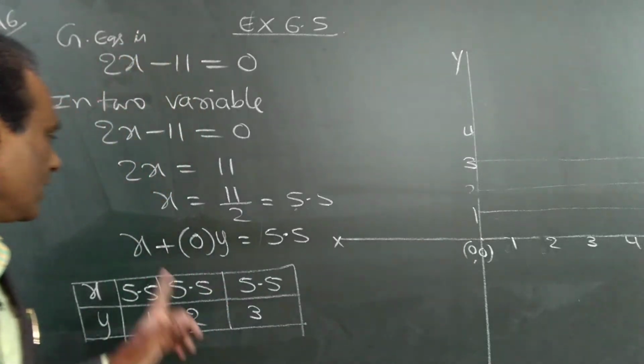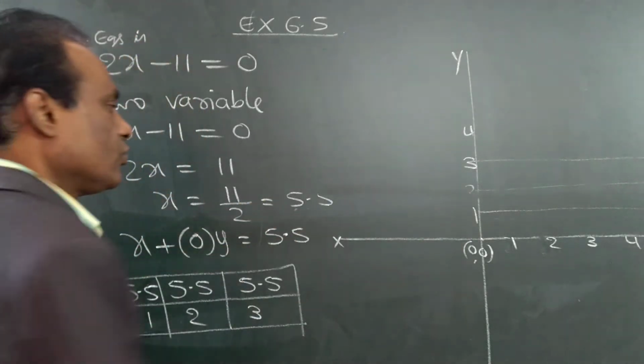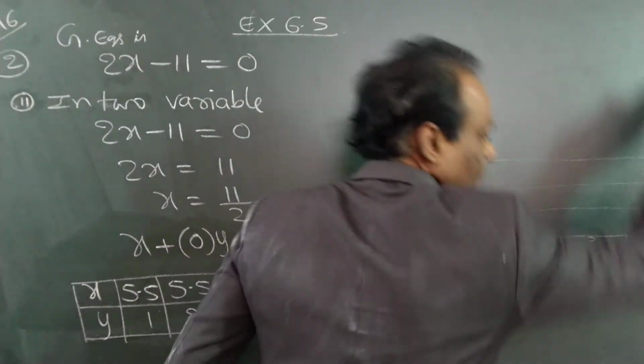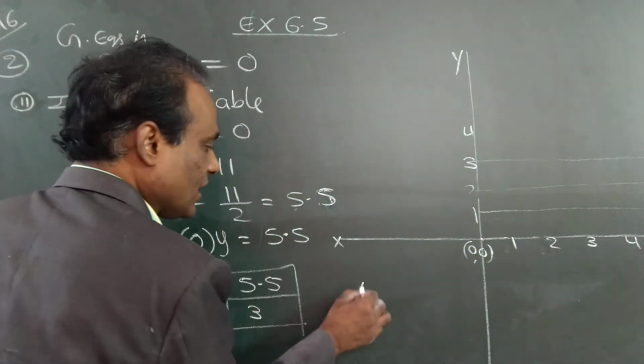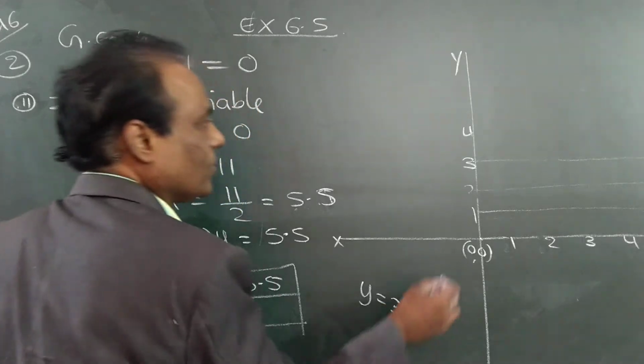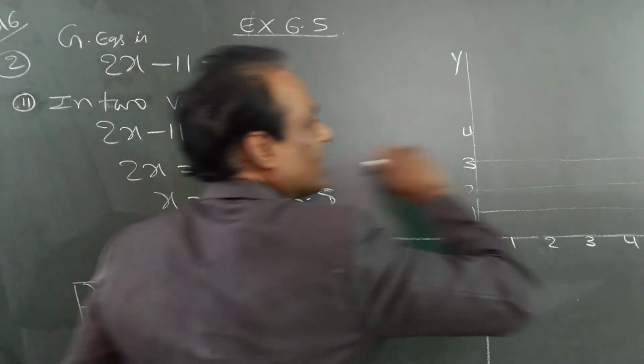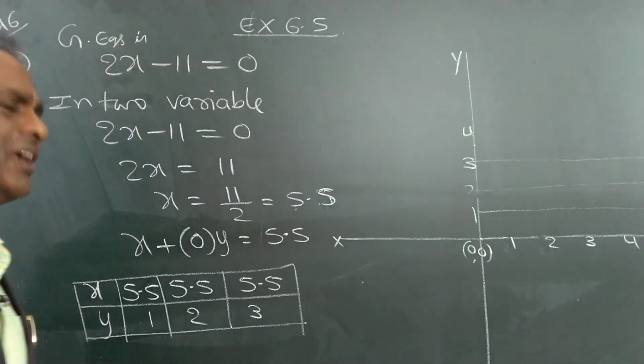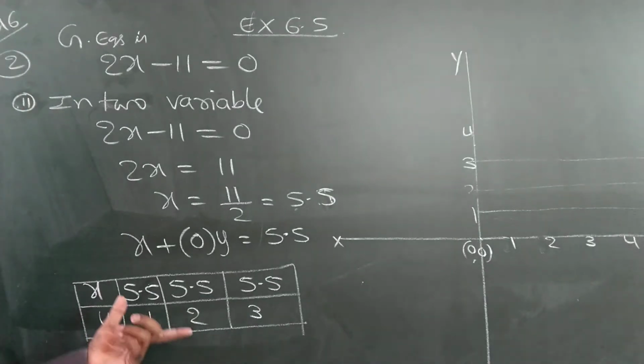So like that, x is equal to 5.5. Take the x value 5.5 and draw the vertical line. Suppose y is equal to 3.5, take 3.5 here and draw the horizontal line. That's all. No need of preparing the table. Directly we can draw, but just for explanation, I prepared the table.